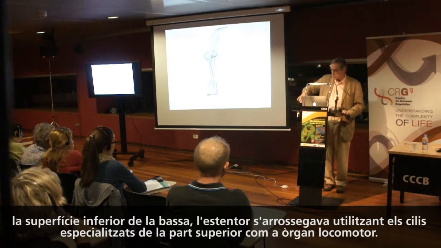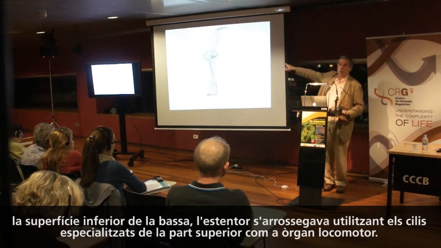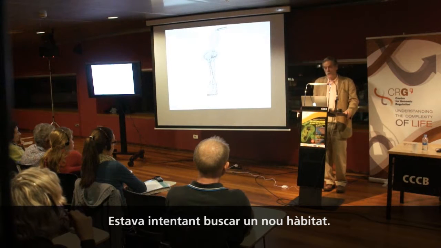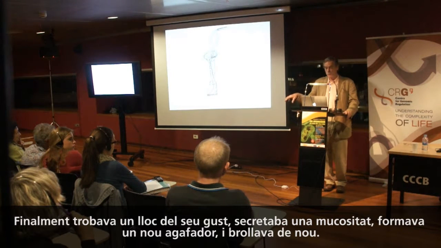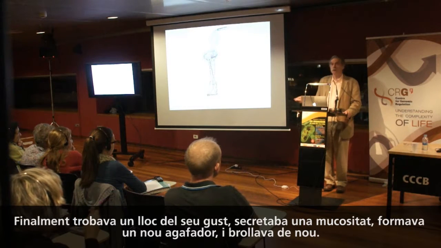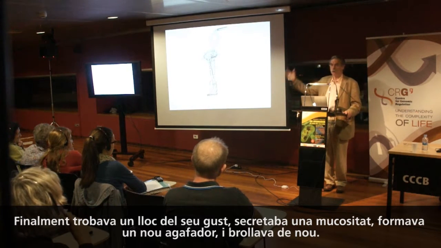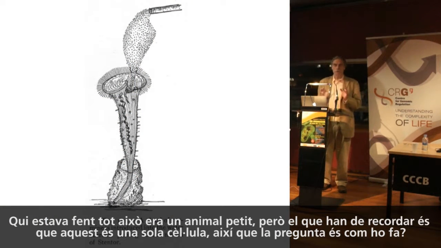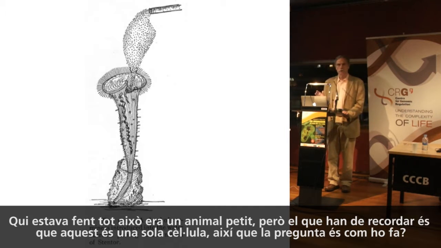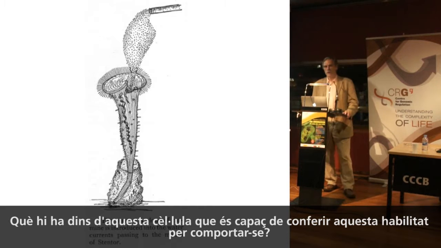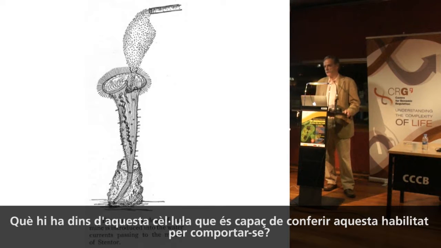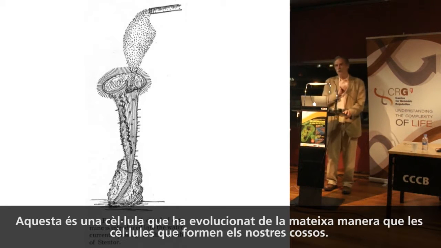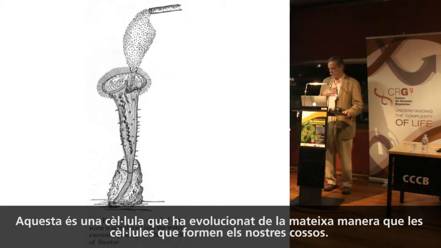Now it would crawl around using the specialized cilia at the top as a locomotory organelle. It was trying to search for a new habitat. Eventually it found a spot that it liked. It secreted mucus, formed a new holdfast, and sprouted again. This was a small animal that was doing this, but what you have to remember is that this is a single cell. So the question is, how does it do it? What is it inside this cell that is able to confer on it this ability to behave? This is a cell which has evolved in the same way that the cells that form our bodies.